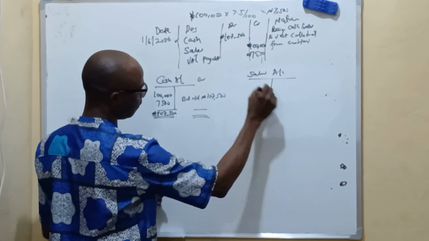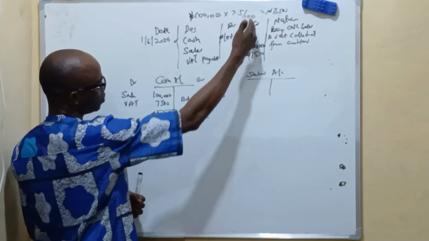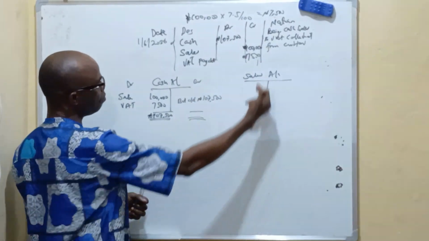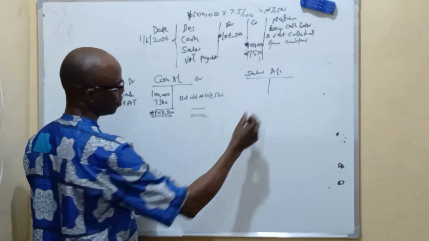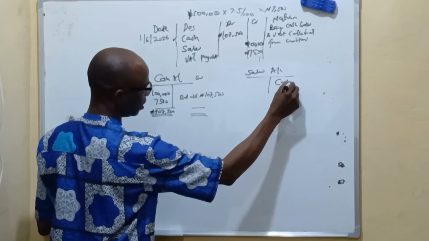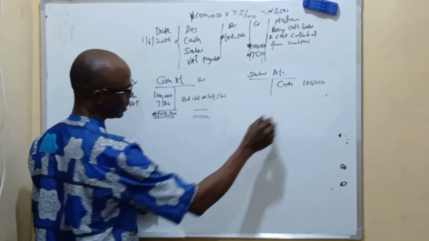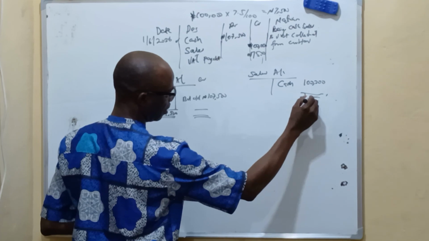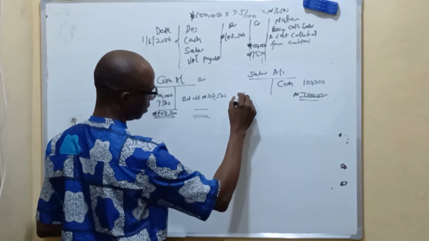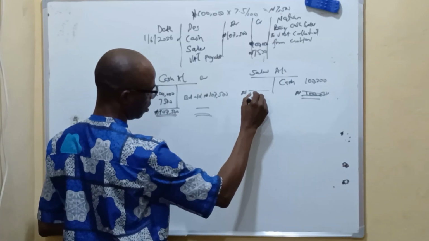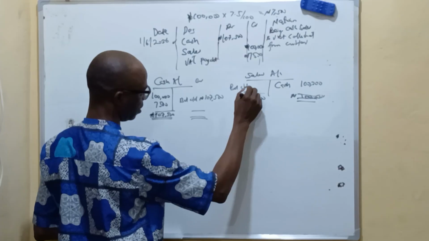The rule is the T format, the debit and the credit. Remember, in the journal, it's on the credit side. So you are moving this, you say cash, on the credit side of sales. So you come and say cash, 100,000. That's it. You end it there. 100,000, put the Naira sign. The balance carried down is 100,000.